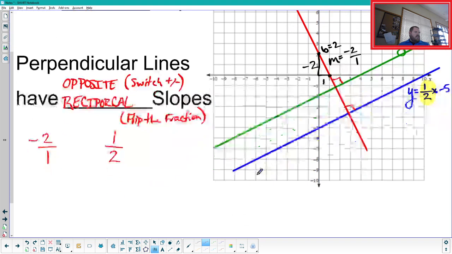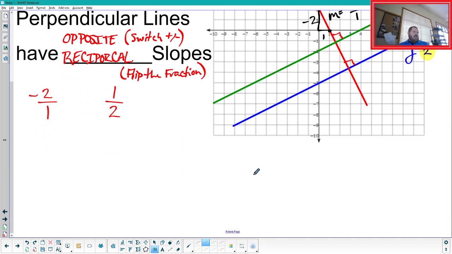Here's a question I have for you. Let's just practice this. I want to find a line perpendicular to a line that has a slope of 5. What is the perpendicular slope to 5? So opposite, change its sign. Reciprocal, flip it over. Well, call me crazy, but whenever I think of flipping over a 5, it kind of looks like a 2.